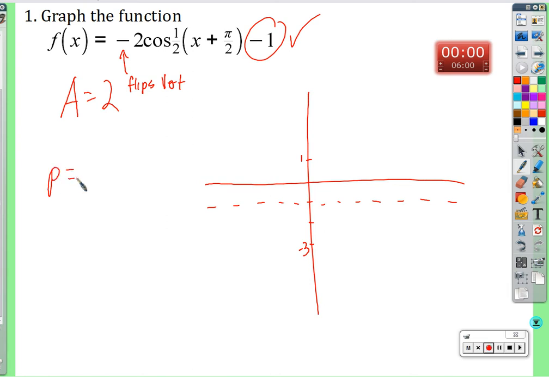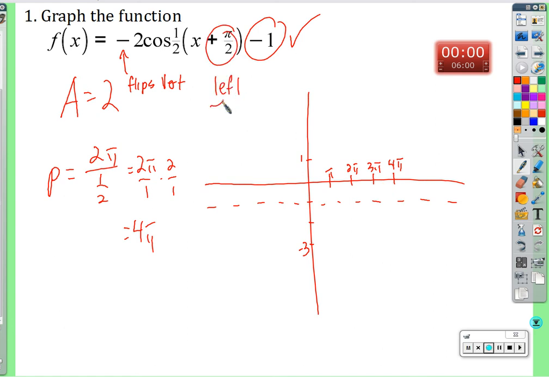Period equals. How do we figure it out? 2 pi over 1 half. That's 2 pi over 1 times 2 over 1, multiplied by the reciprocal there. We got 4 pi is the period. So we'll mark off the period of 4 pi. That's 4 pi, so this is 2 pi, so this is 1 pi. 6 pi. That's pretty convenient for us. Alright, and now we shift to the left, pi over 2.